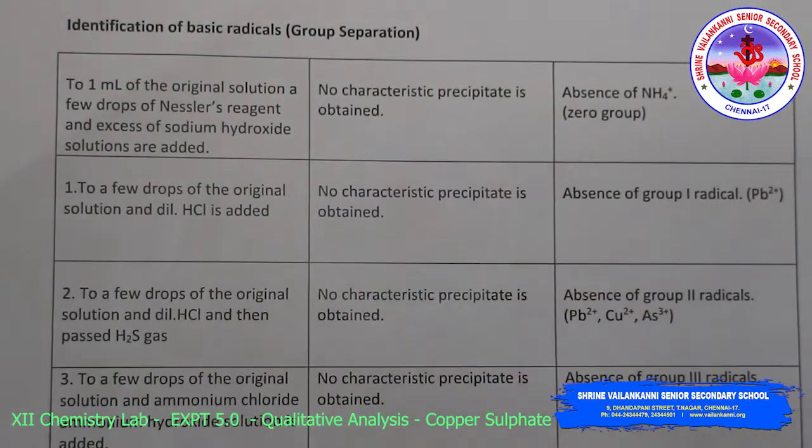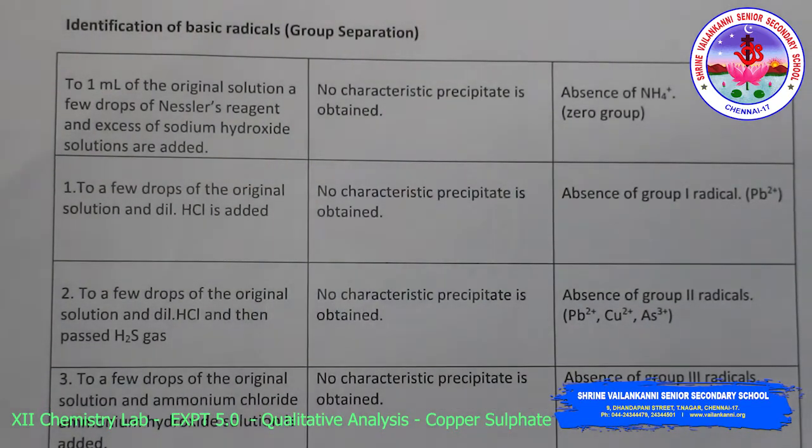After confirmation of chloride, you have to do the basic radicals directly, that is group separation, the identification of basic radicals. First, for the zero group, take 1 ml of the original solution, add Nessler reagent, and then add excess sodium hydroxide solution. No characteristic precipitate is obtained, so the zero group is absent.